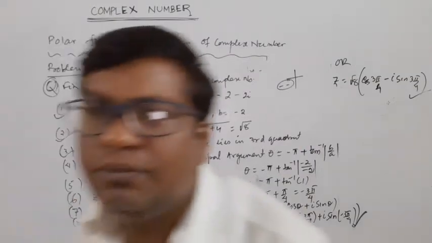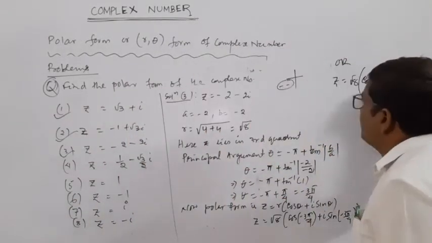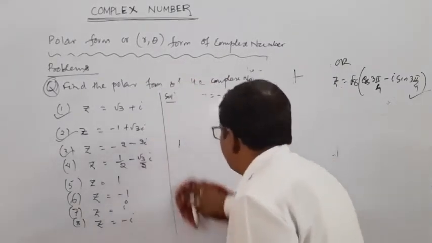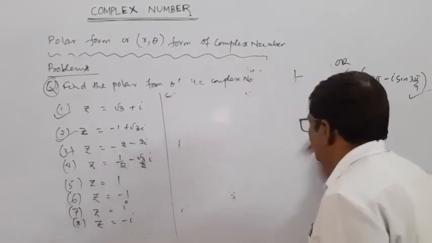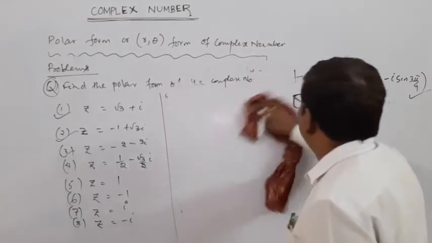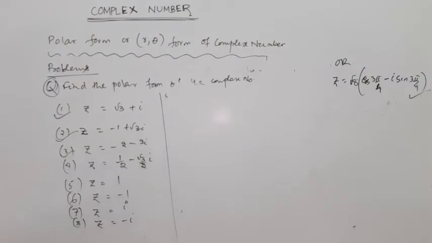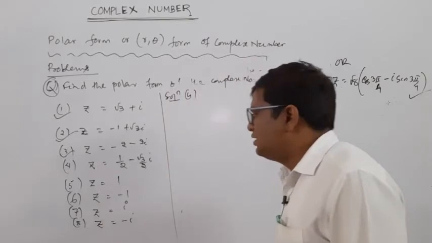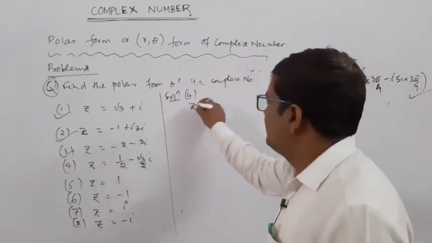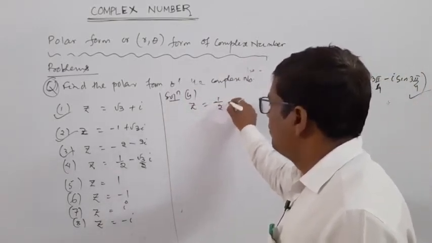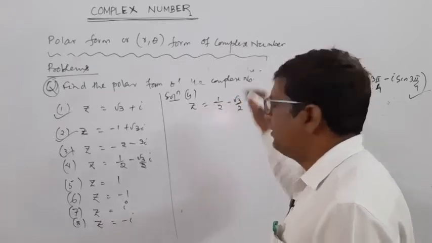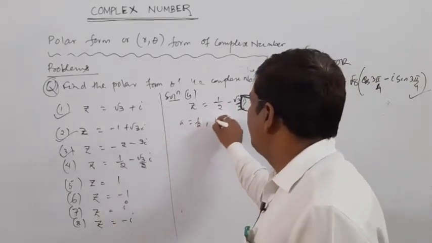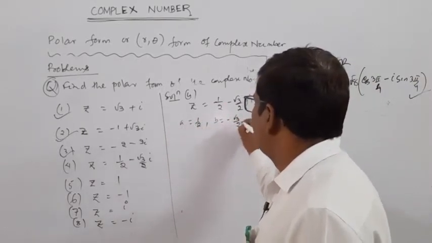Now the solution of question number 4, that is z is equal to what? z is equal to 1 by 2 minus root 3 by 2 i. Here a is equal to 1 by 2, b is equal to minus root 3 by 2.